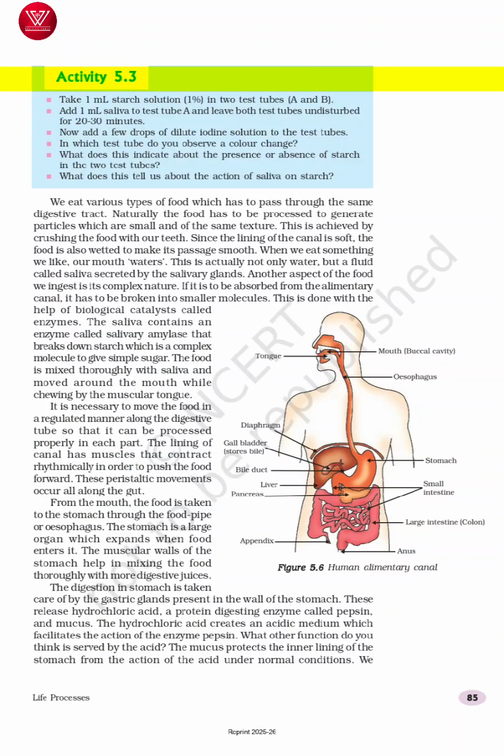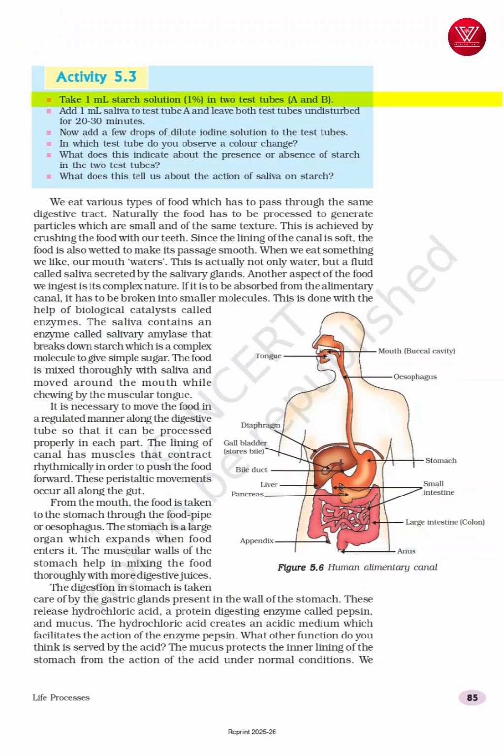Activity 5.3. Take 1 ml starch solution, 1%, in 2 test tubes, test tube A and B. Add 1 ml saliva to test tube A and leave both test tubes undisturbed for 20 to 30 minutes. Now, add a few drops of dilute iodine solution to the test tubes. In which test tube do you observe a color change? What does this indicate about the presence or absence of starch in the 2 test tubes? What does this tell us about the action of saliva on starch?